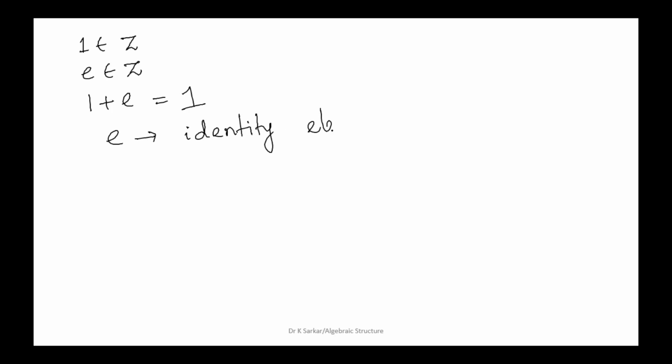Let us take one element, say 1, which belongs to Z. And there exists one element, say E, which belongs to Z. If we add 1 plus E, and we get the same element 1, then E will be called the identity element. In the set Z, 0 is the identity element. Why? Because if we add 0 with all the elements of Z, we get the same elements. So we can say the identity element exists for the set of all integers.